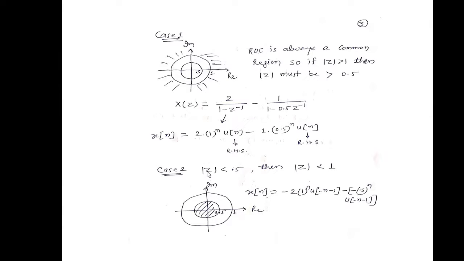In the second case, when ROC is less than 0.5. Okay, so come to this point again. There are two poles, 0.5 and 1. If final ROC is greater than 1, then we know that ROC is always the common region for multiple poles. So there are two poles, and if final ROC is greater than 1, then the second ROC must be greater than 0.5. Then we can have the common region outside this circle.